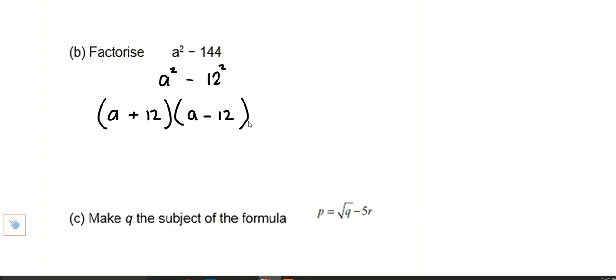If I foil now, what do I do? No. I just undo what I've just done. If I expand that, I end up with a squared minus 144. So I wouldn't foil to undo that.